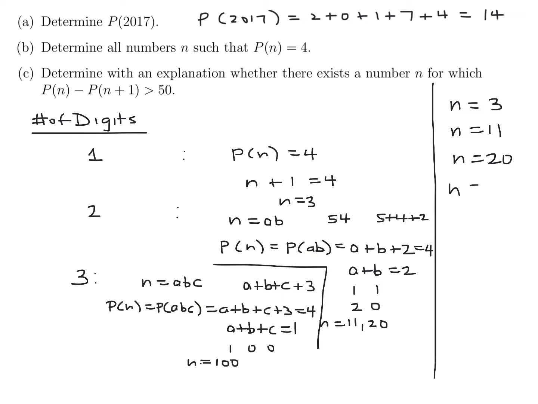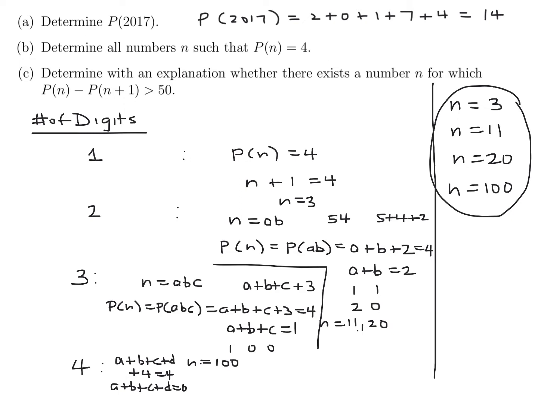So here we go. And I think once you have 4 digits, it falls apart, because then a plus b plus c plus d plus 4 would be equal to 4. So that means a plus b plus c plus d would have to equal 0, and that's not possible. The only way it's possible is if all of them are 0, but that's not going to make a 4-digit number, or if you have some negatives, but you can't have negatives because they have to be positive digits. So that's it. So these are the only 4. N equals 3, 11, 20, and 100.